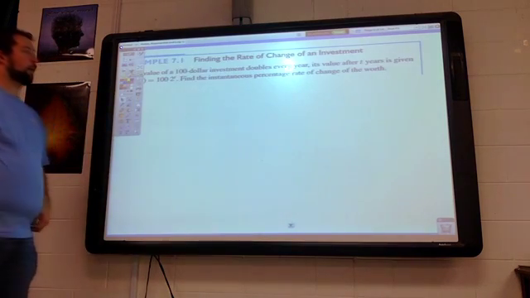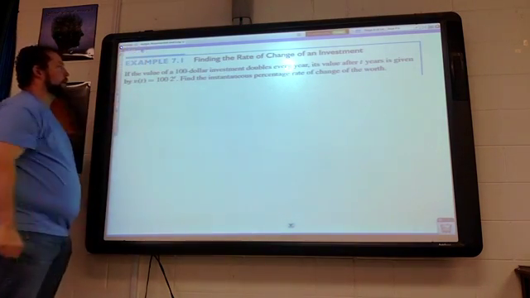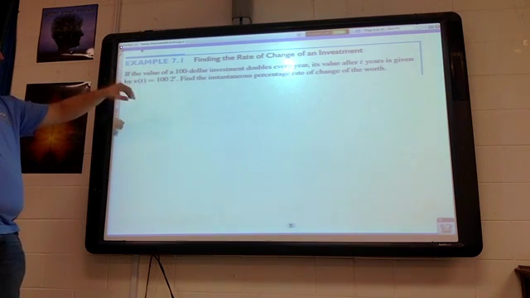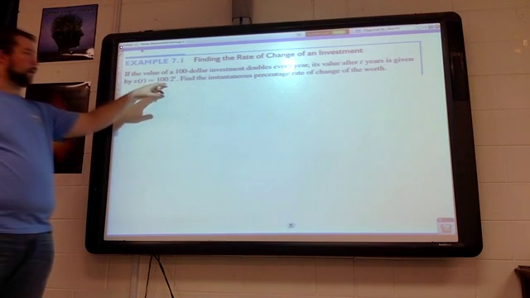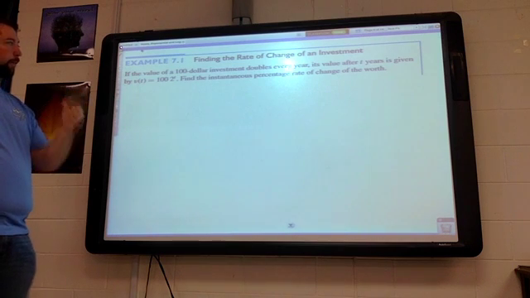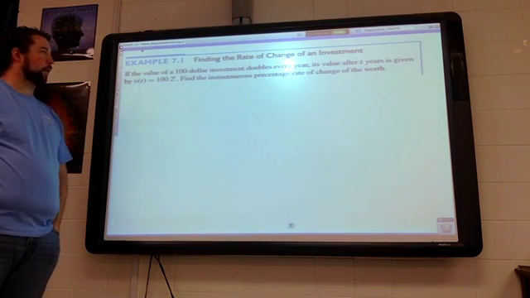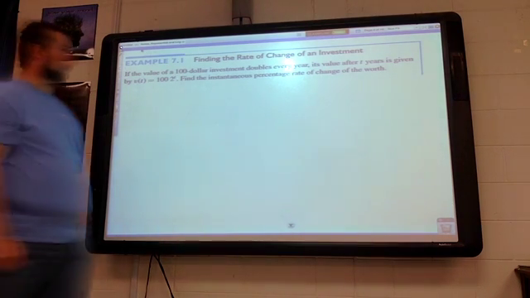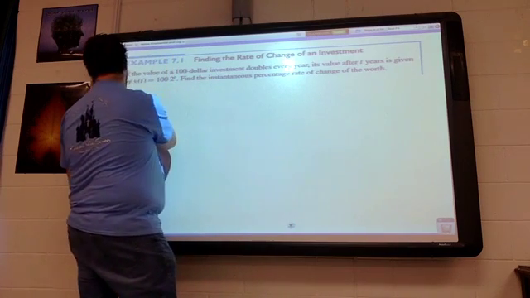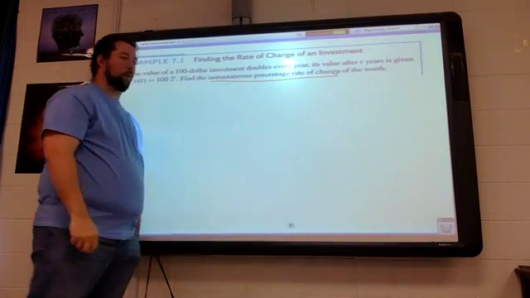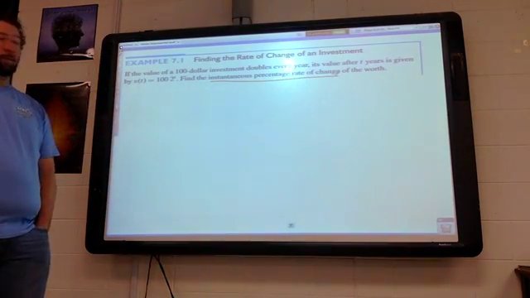Let's look at a problem that deals with this. If the value of a $100 investment doubles every year, its value after t years is given by this formula. The value V of t, where t stands for time, is 100 times 2 to the t power. That's not 1,002 to the t power, there's a little break there. Find the instantaneous percentage rate of change of the worth. This statement, instantaneous rate of change, is your derivative. Instantaneous is your derivative.